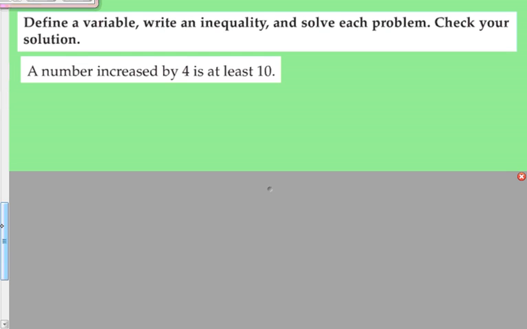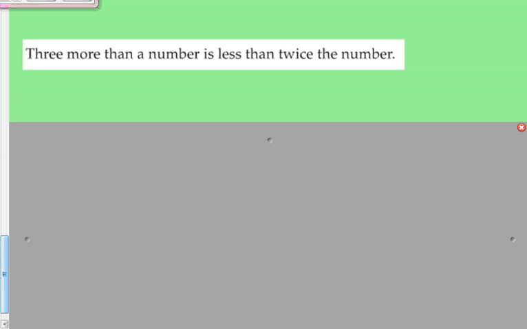Again, practicing how to write these is key, watching your wording. A number increased by 4 is at least 10. So you're going to have a number increased by 4. At least 10 means, can you ask yourself, can it be more than 10? Well, yes, at least 10 means it can be more than 10, so you know it's a greater than. Can it be 10? At least 10 means yes, 10 can be included, so you put or equal to, and then 10. The key is to know what symbol goes with these expressions. And then, of course, you'll go ahead and solve it from here. We're not going to solve anymore. We're just going to worry about writing them.